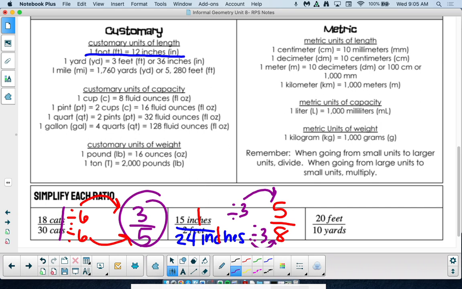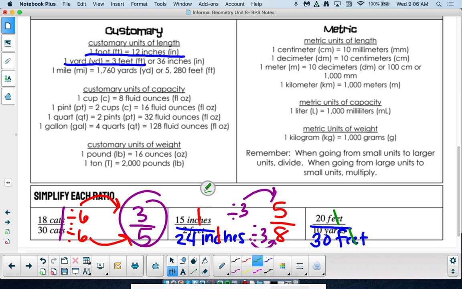Okay, last one on this page, folks. We have feet over yards, so different units. If I look up here, in 1 yard there are 3 feet. So if I have 10 yards, I have to take 10 times 3 to get 30 feet. So now, let's cross off our units and simplify 20 over 30.